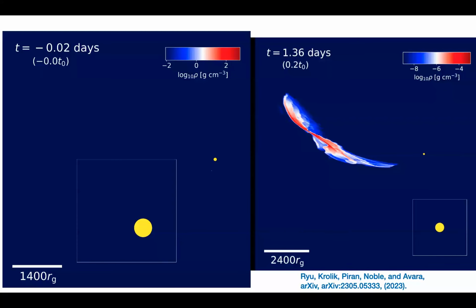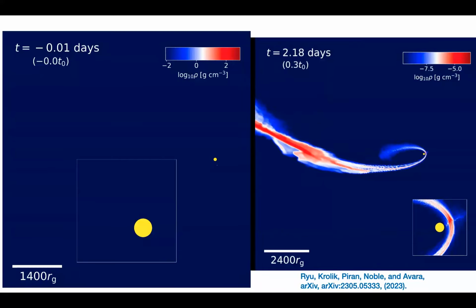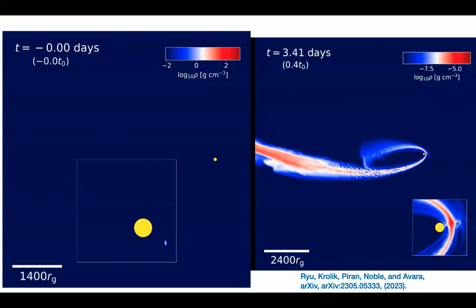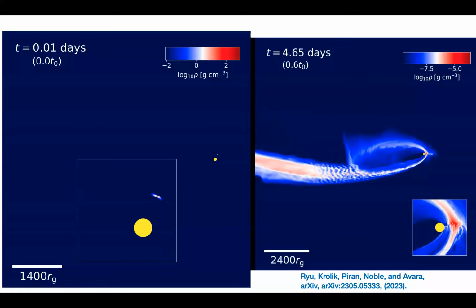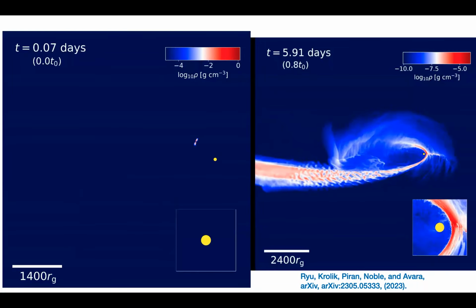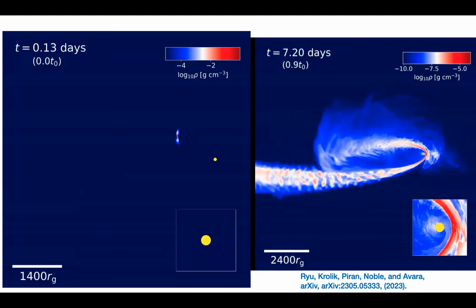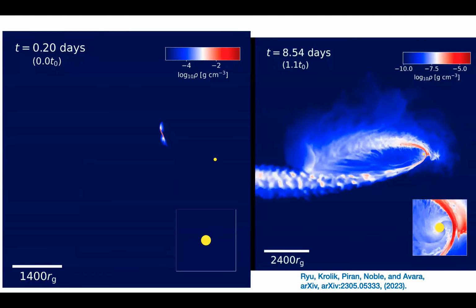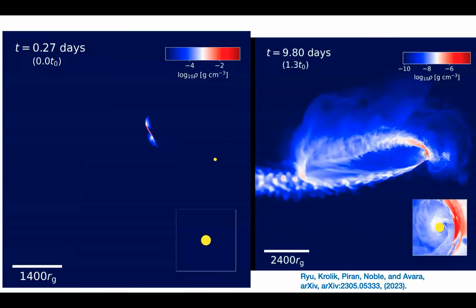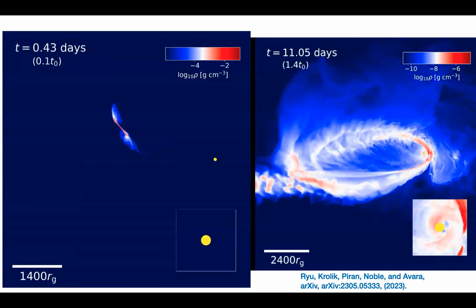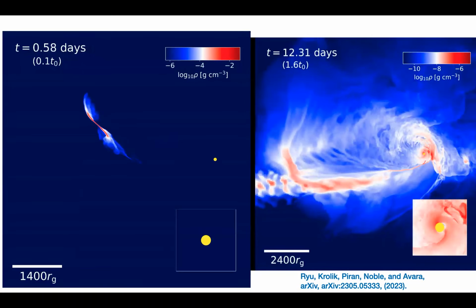Can you say something about the grid structure? Yeah, so it's a spherical grid that's centered at the black hole. The patch around the star is just a Cartesian patch that actually is remapped at certain phases along its orbit.